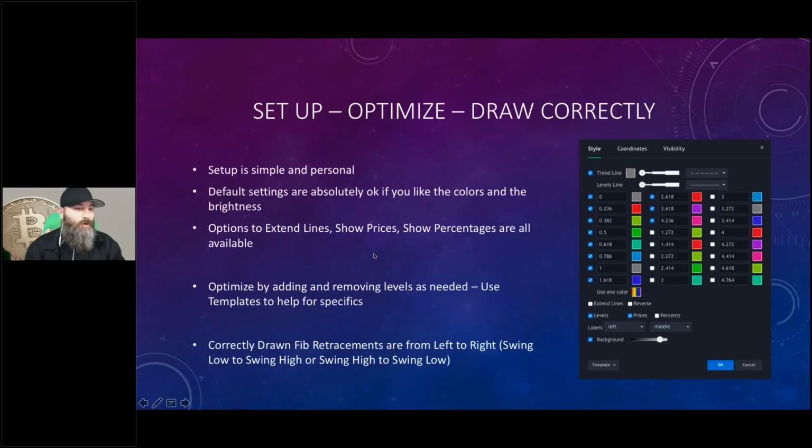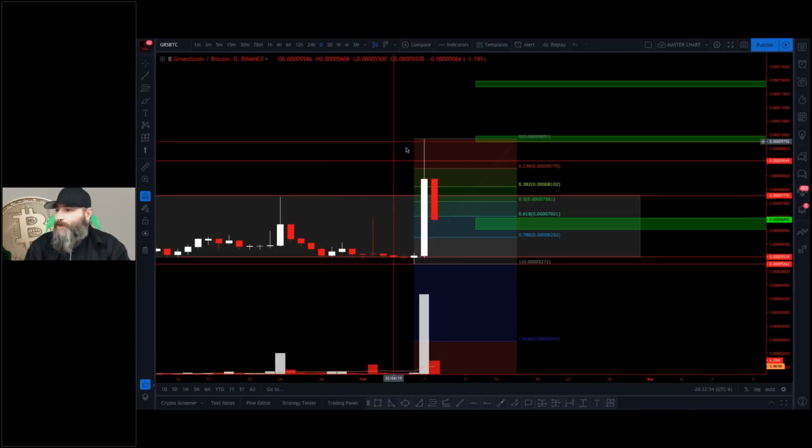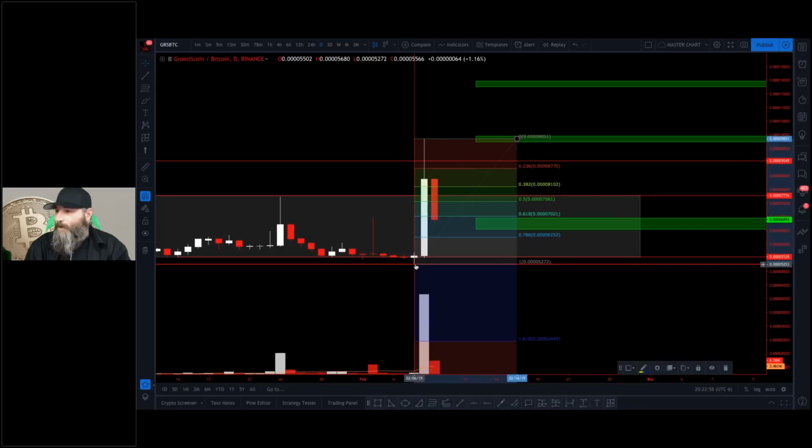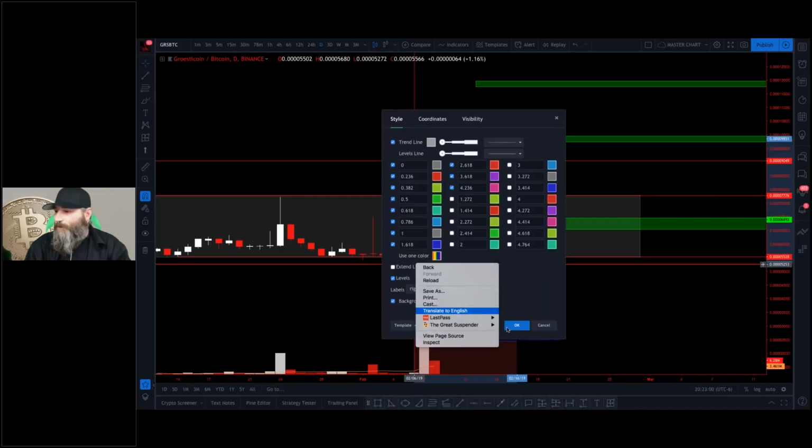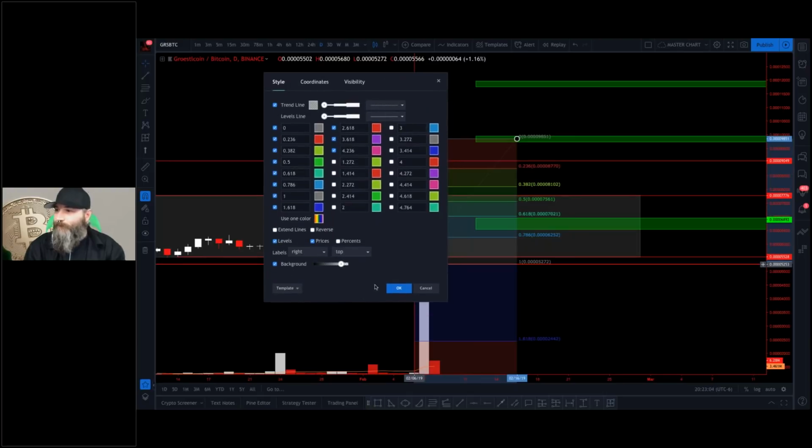Set up, optimize, draw correctly. This is what you're going to see when you open up TradingView and you open up your Fibonacci retracement tool. So instead of talking about the slide, let's just do it. So we're back over here at our happy example, and we're just going to open this up, and we're going to say, here we go. This is what we're looking at.